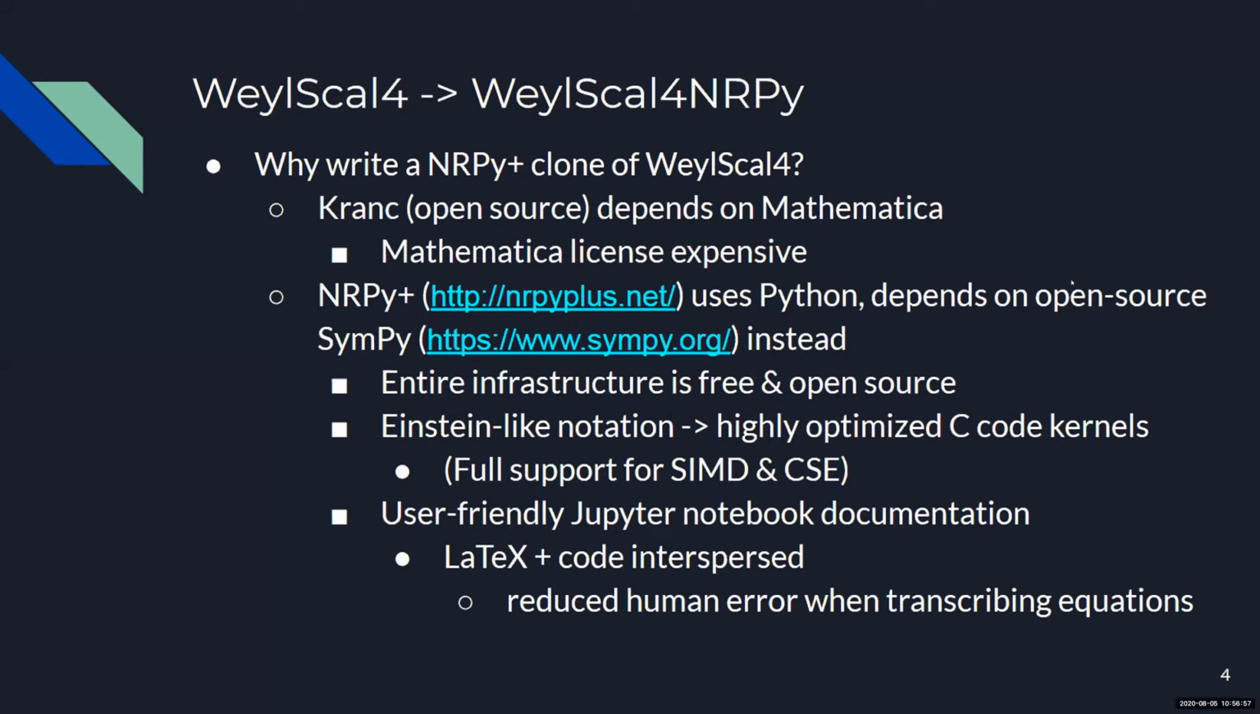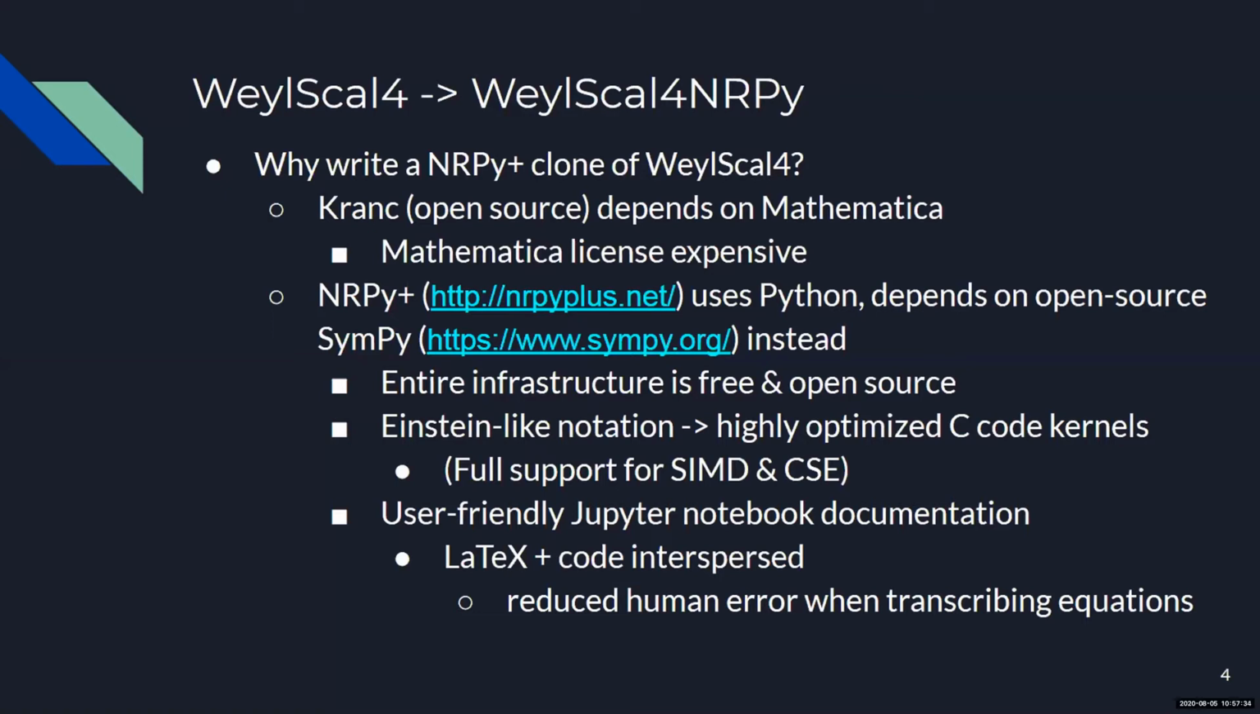So why then, when we have a completely operational VialScale 4, would we want to write a clone of that in NERPy? The biggest issue comes down to expense. While Crank itself is open source and free, it requires a very expensive Mathematica license. On the other hand, NERPy uses Python, which is itself free, as well as the open source SymPy package. So that right there is already a lot less money to spend to get started. Everything else in the infrastructure is free and open source.